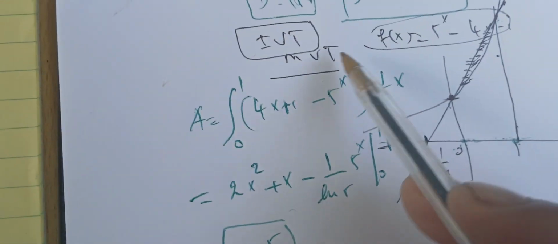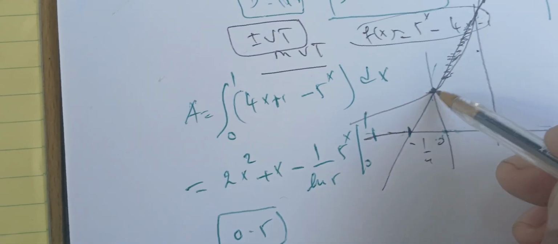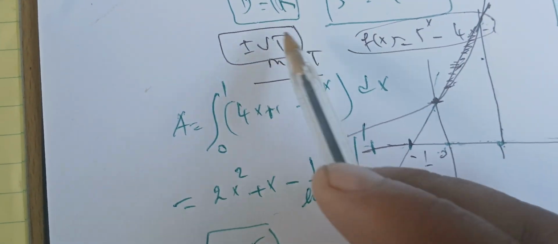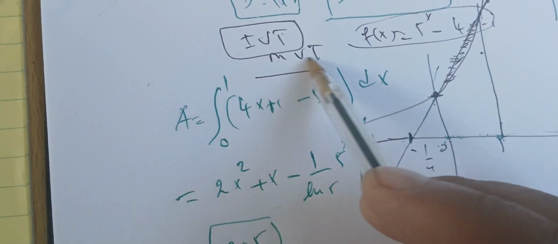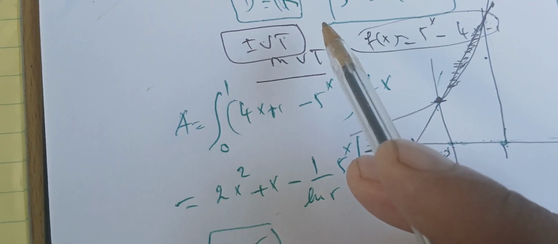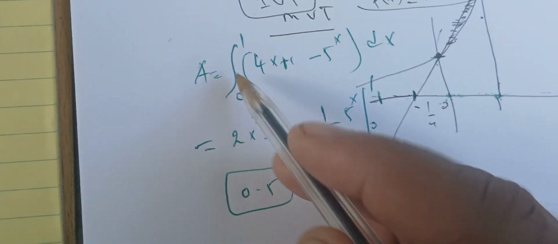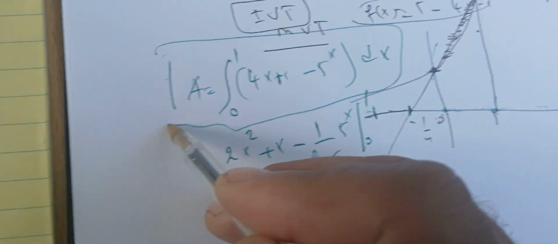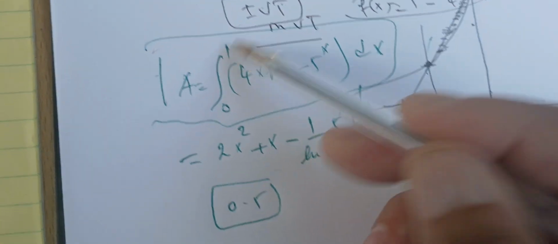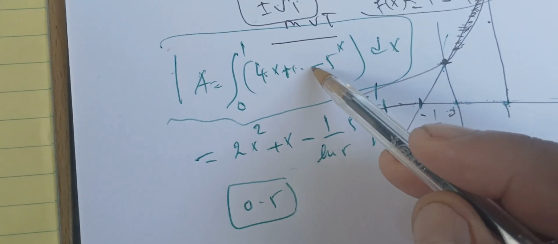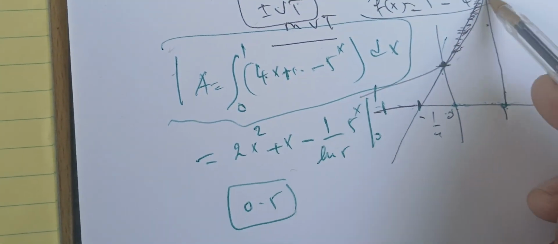The issue is finding these points 0 and 1 and proving that these are the only ones. To prove them, we use the intermediate value theorem and the mean value theorem. We're gonna do that in a separate video. So the area now is this integral here, between 0 and 1, these points of intersection, and 4x plus 1 is on top of 5 to the power x between 0 and 1.